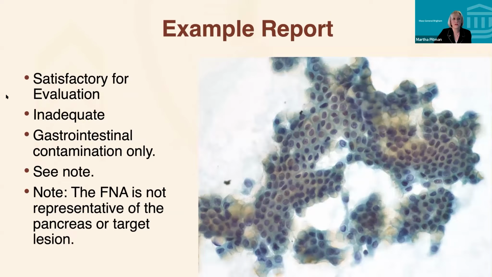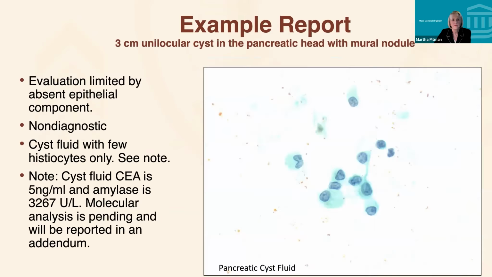Here's another example. You could say inadequate. I would say non-diagnostic, gastrointestinal contamination only. The FNA is not representative of the pancreas or target lesion. So we certainly have tissue on the slide, but it's a transgastric FNA with all of this benign gastric epithelium. It does not tell me anything about the target lesion, so it's not adequate, it's insufficient, and it's non-diagnostic.